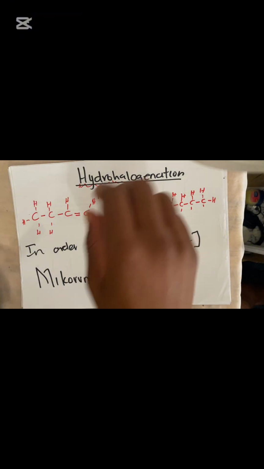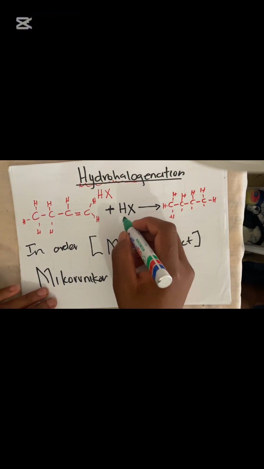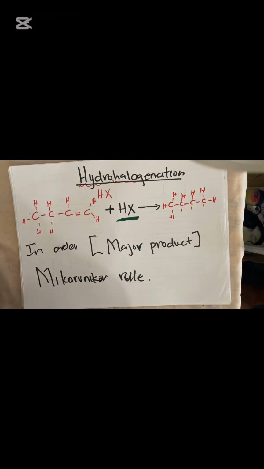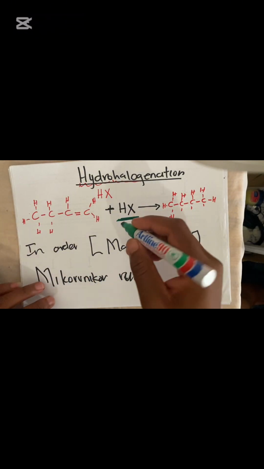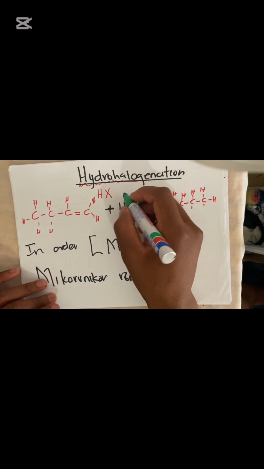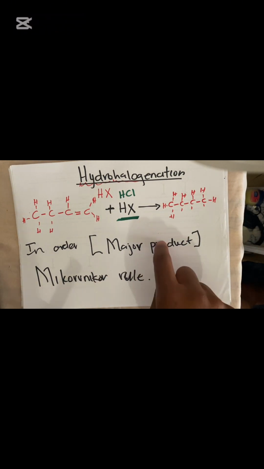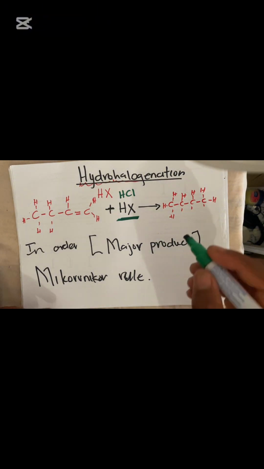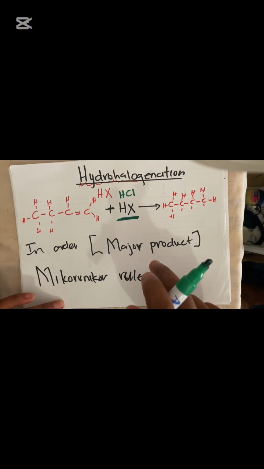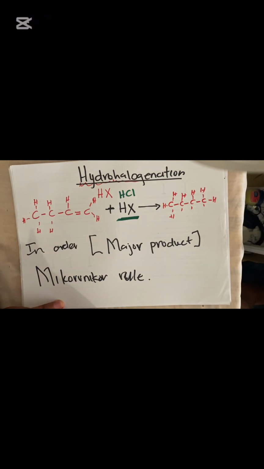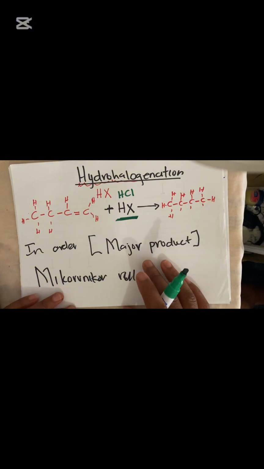So what are we going to be distributing here? We are going to be distributing the hydrogen and the halogen. This one can be hydrochloric acid, which we add to the alkene. So now the hydrogen, according to Markovnikov, in order to form the major product, we must follow Markovnikov.